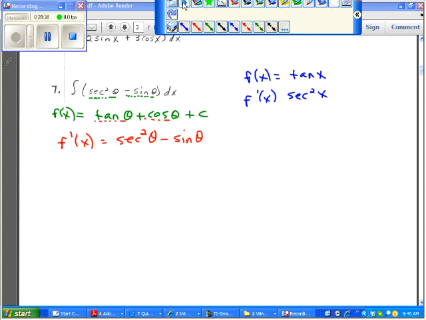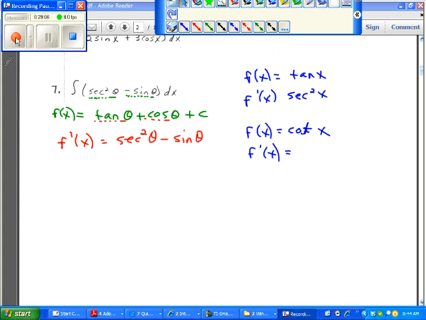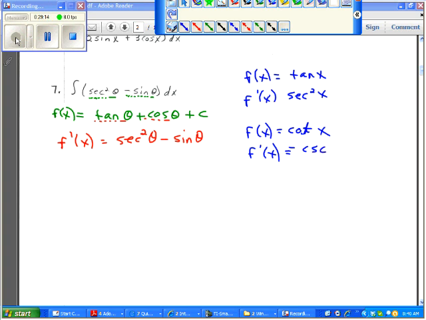We've talked about the derivative of sine, the derivative of cosine. Now we've written the derivative of tangent. Let's go ahead and write the rest. If the function was cotangent, what is the derivative of cotangent? Negative. The derivative of cotangent is negative cosecant squared.